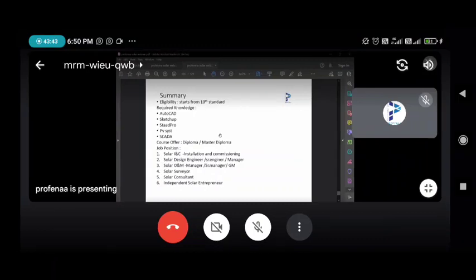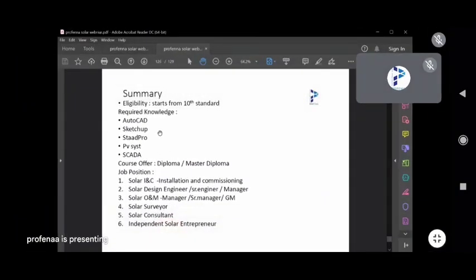What software systems may you require? AutoCAD is definitely required for SLD, making the single line diagram. SketchUp, especially for shadow free analysis. STAAD.Pro, for structure analysis. PVsyst, for generation, how many units you are going to generate. SCADA you must learn, because the SCADA system shows all the displays: which panel is getting a fault, or which inverter, battery or cable is getting a fault. So the software knowledge required is AutoCAD, SketchUp, STAAD.Pro, PVsyst and SCADA.